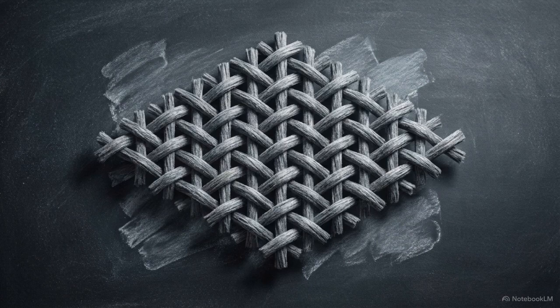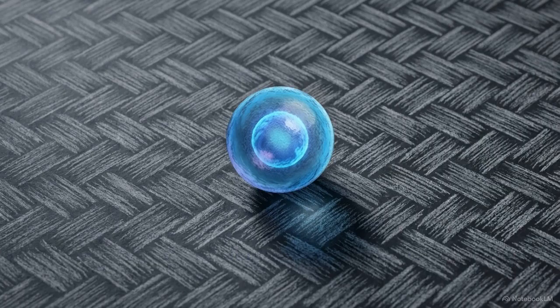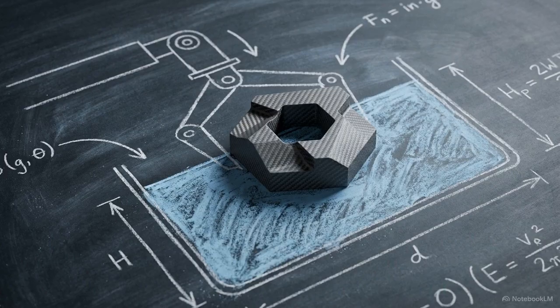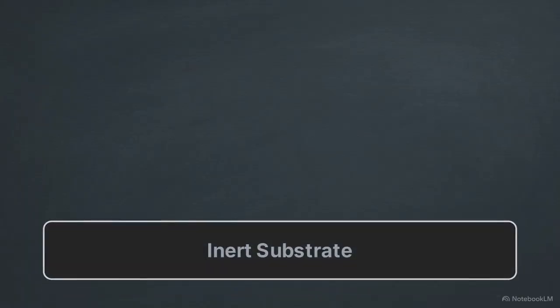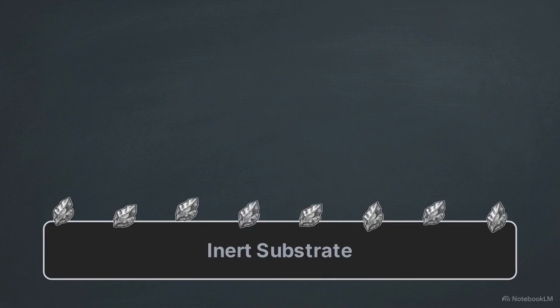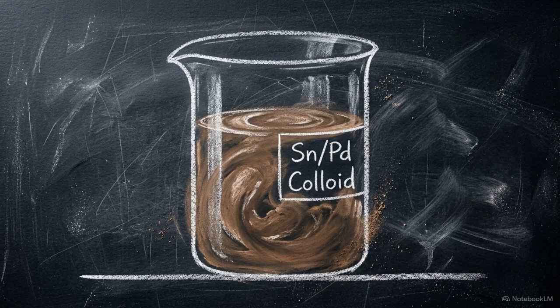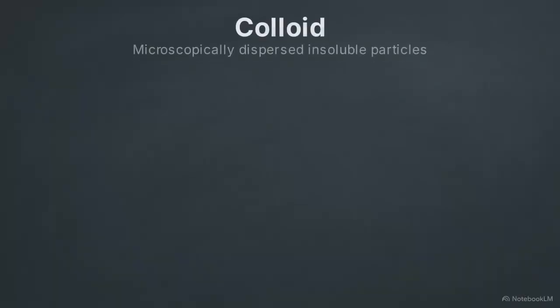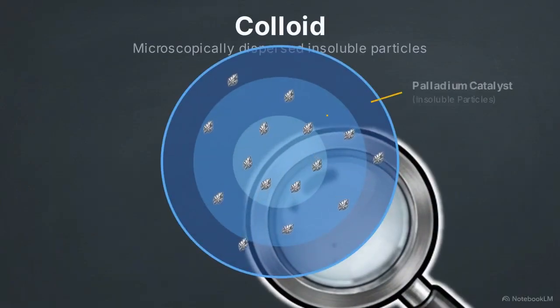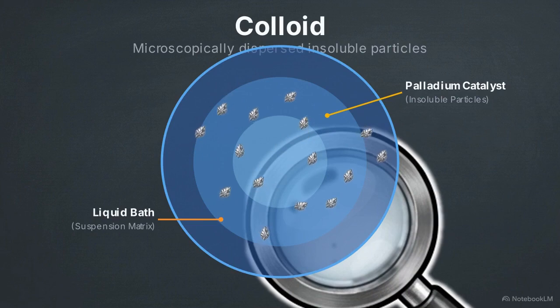Many engineering materials, like carbon fiber, are highly inert. Their surfaces naturally repel this type of localized electron exchange. To plate these materials, we must perform a surface activation pretreatment. This process artificially seeds the inert substrate with initial catalytic sites, creating the required thermodynamic foothold. One primary method is chemical sensitization using a mixed colloid of tin and palladium. A colloid is a mixture where microscopically dispersed insoluble particles are suspended throughout another substance.